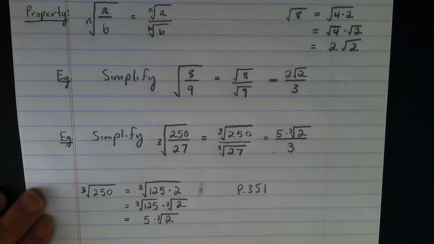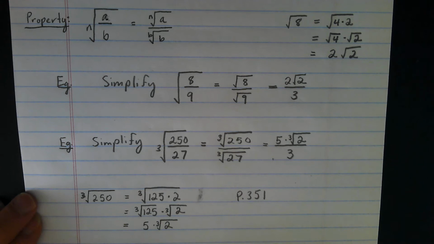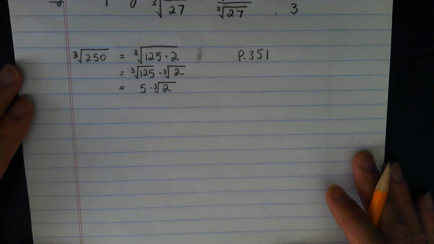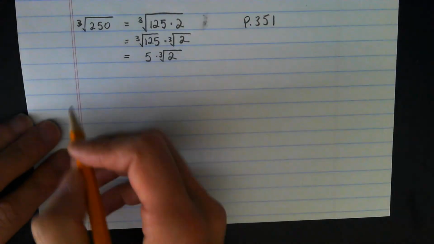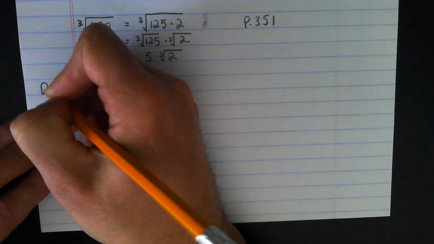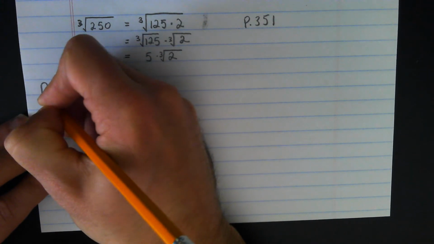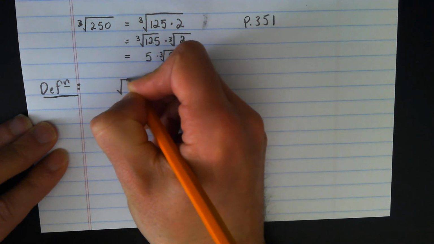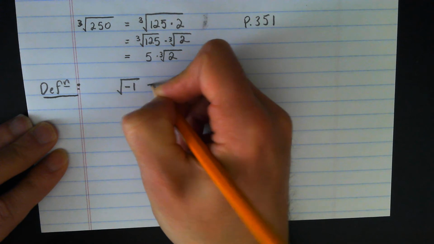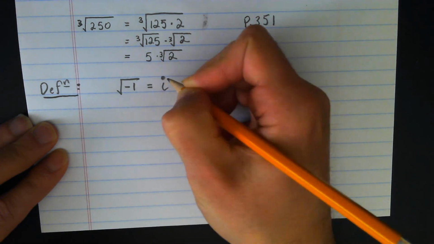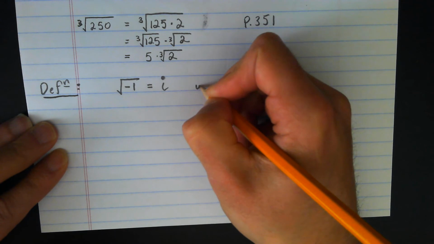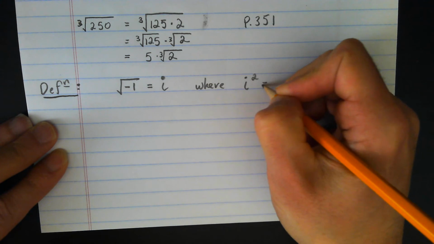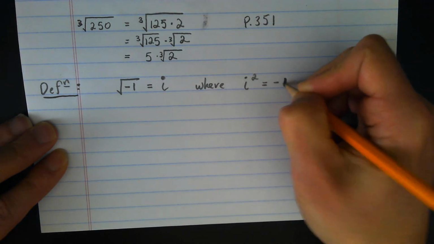Let's start something new here. We're going to define what an imaginary number is. So here's the definition. The square root of minus 1 is equal to an imaginary number i, and i has this property that when you square it, it's equal to minus 1.